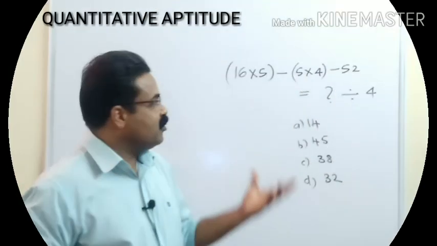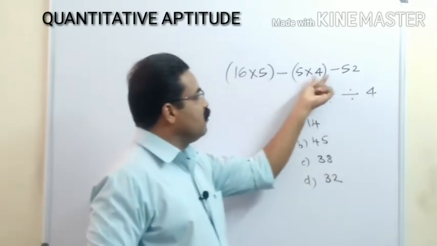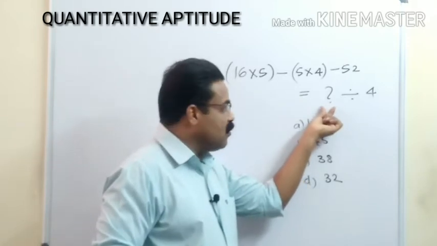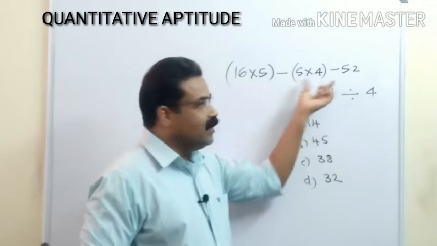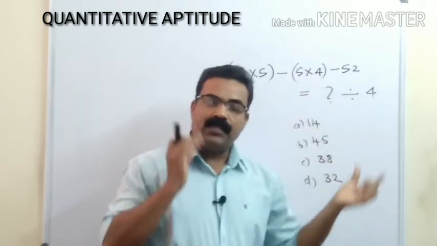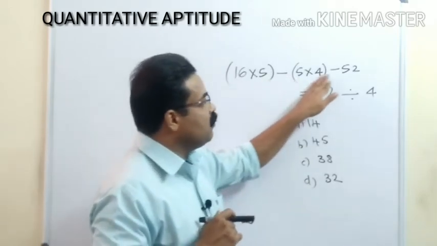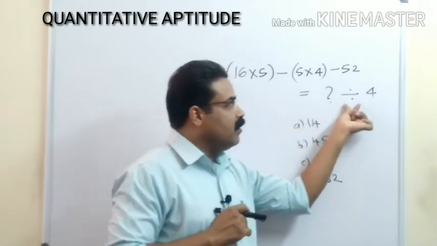So here is your next question, students. 16 into 5 minus 5 into 4 minus 52 is equal to question mark divided by 4. When you solve this side, that will be equal to which number divided by 4? This is what you have to find out.